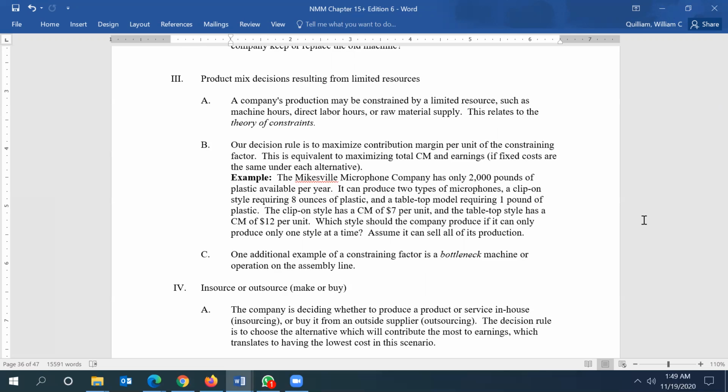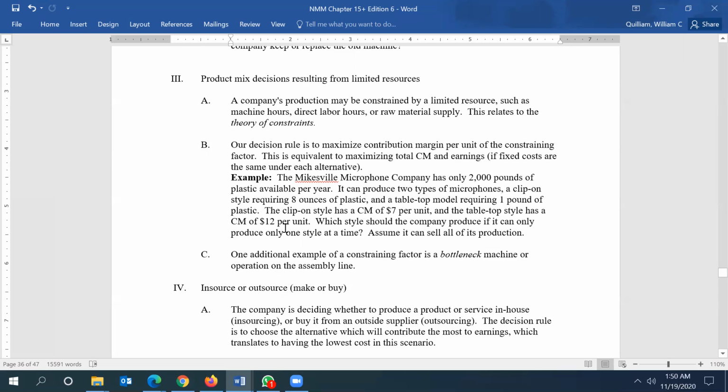It can produce two types of microphones, a clip-on style requiring 8 ounces of plastic, so half a pound, and a tabletop model requiring 1 pound of plastic. The clip-on style has a contribution margin of $7 per unit, and the tabletop style has a contribution margin of $12 per unit. Which type should the company produce if it can produce only one style at a time and assume it can sell all of its production? Well, first of all, if we had no constraints placed upon us in terms of raw material supply, we would say, let's go for the tabletop style.